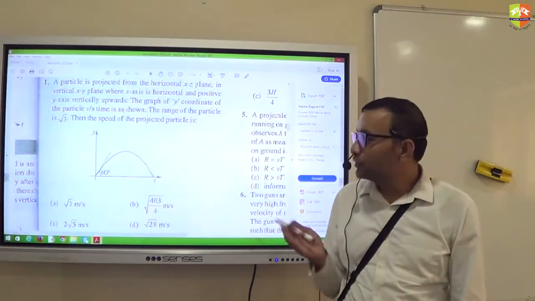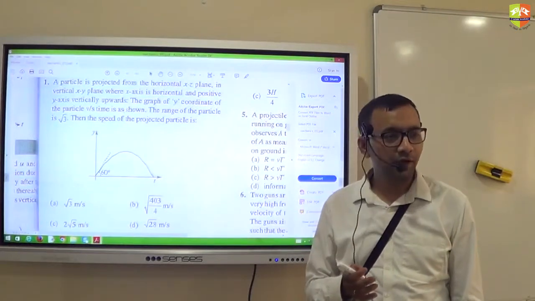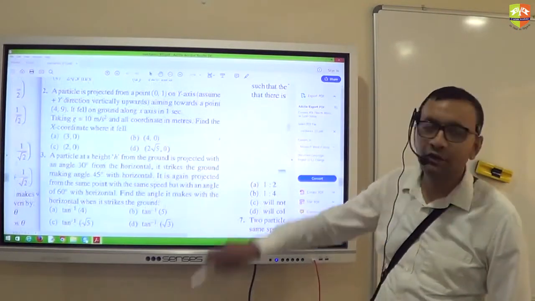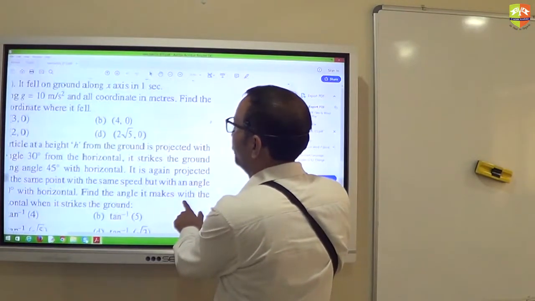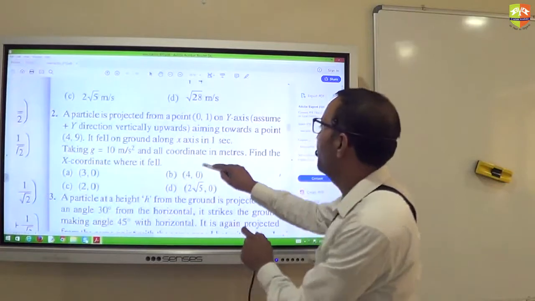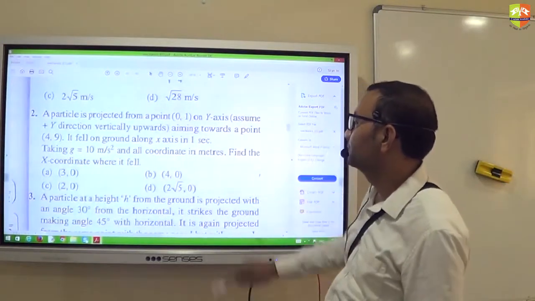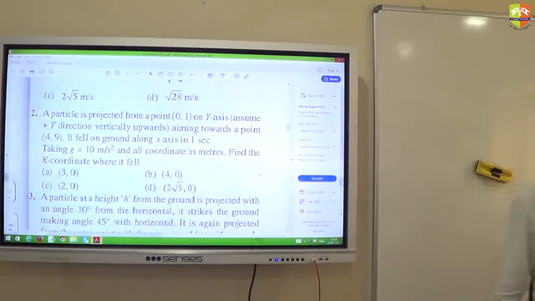Equate range to root 3. Fine. Second question. You have 2 minutes to solve the second question. If all of you get it right, we have a test.